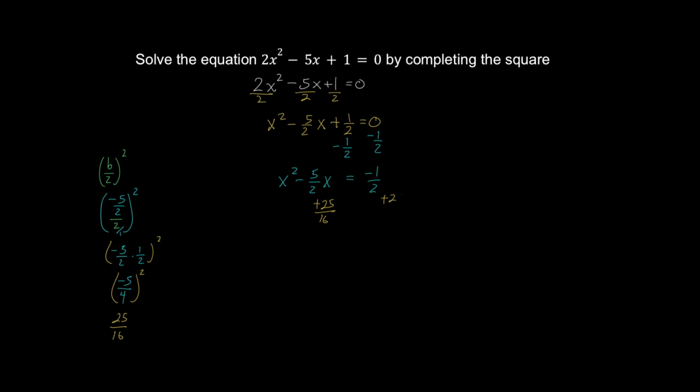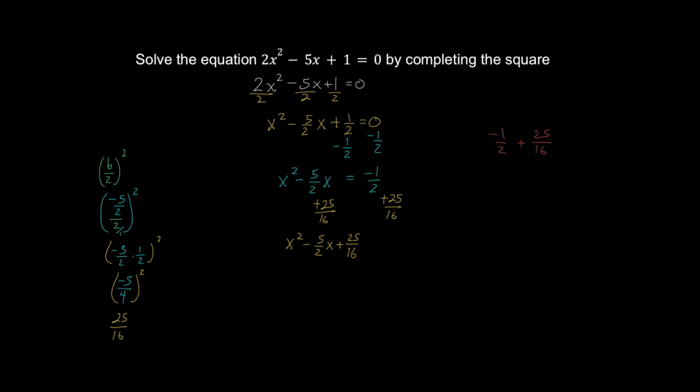Adding positive 25 over 16 to both sides. So on the left side, we're going to have x squared minus 5 halves x plus 25 over 16. On the right side, I need a common denominator to add it, so I'm going to just do that quickly off to the side. So we have negative 1 half plus 25 over 16.